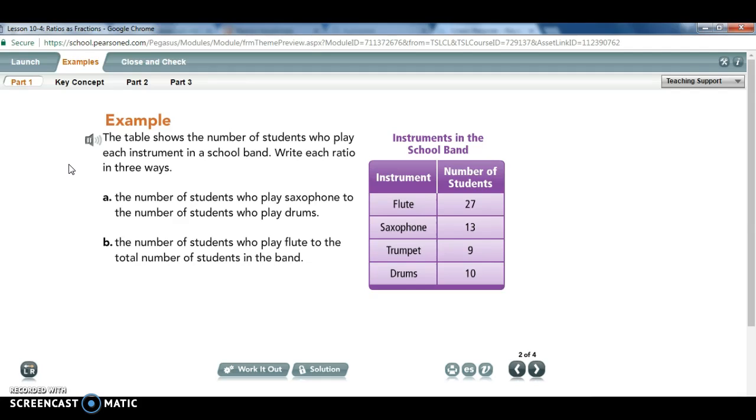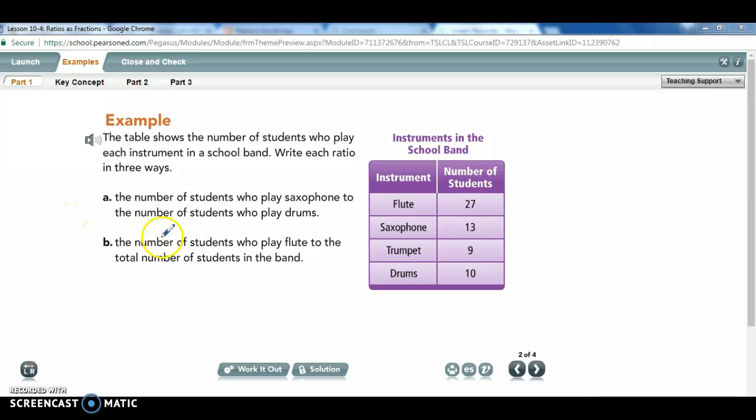The table shows the number of students who play each instrument in a school band. Write each ratio in 3 ways. Part A. The number of students who play saxophone to the number of students who play drums. Part B. The number of students who play flute to the total number of students in the band.